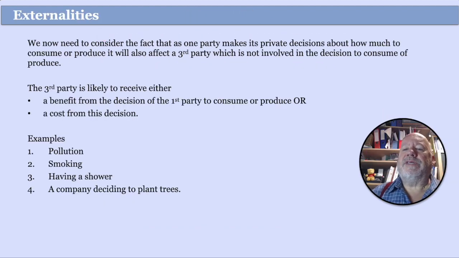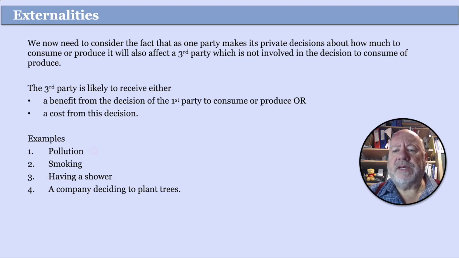So when we get to externalities, we need to consider the fact that when one party makes its private decisions, let's say it's firms, or it could be individuals, there will also be a third-party effect. That's known as the external effect, the third-party effect. And it'll either be a benefit or a cost, from consumption or production. So in reality, there are four different diagrams that we could look at, but in the Edexcel example, they only look for two diagrams. I'll give you an example of this.